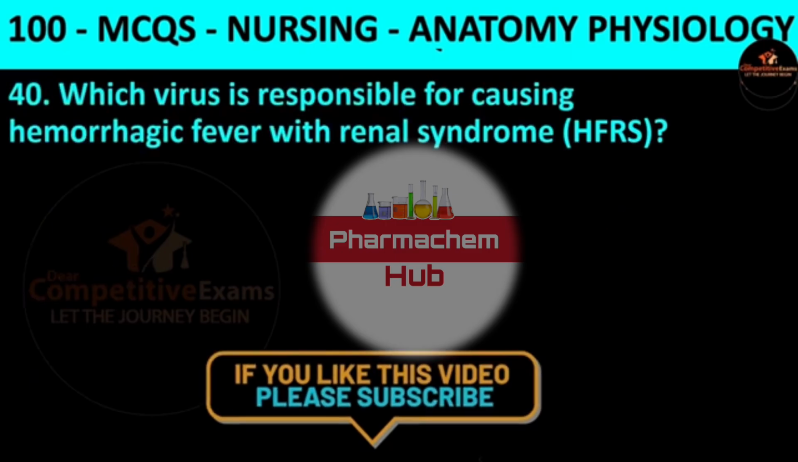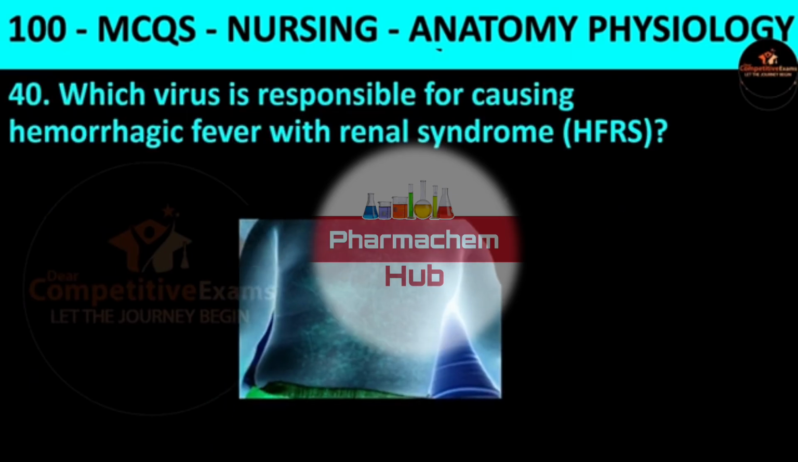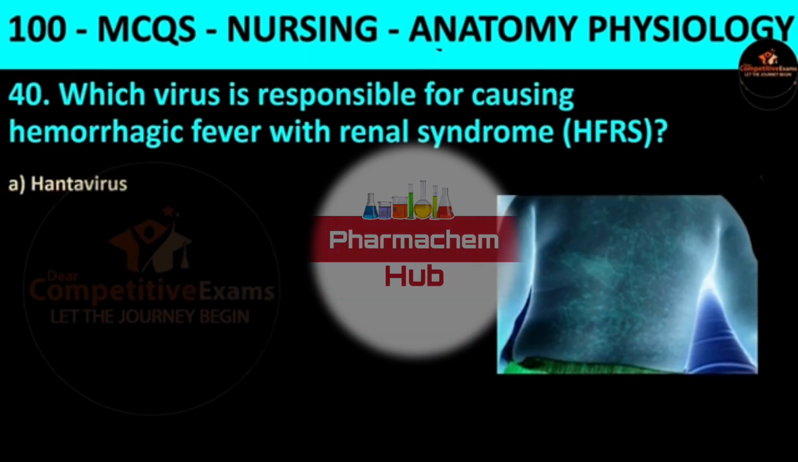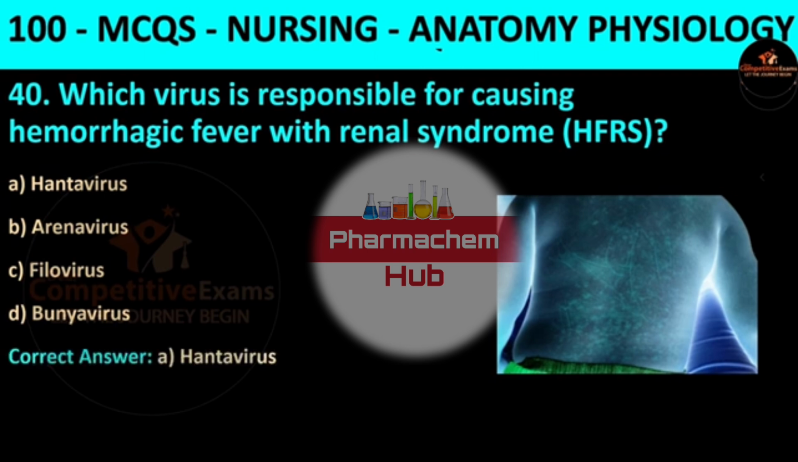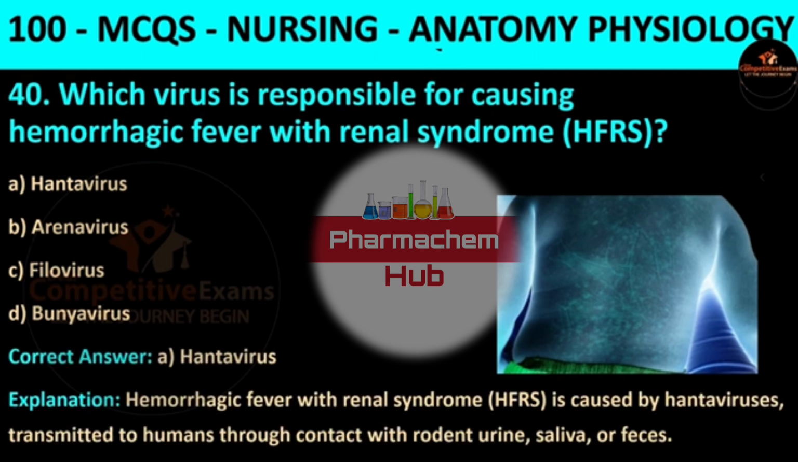Question number 40. Which virus is responsible for causing hemorrhagic fever with renal syndrome, HFRS? The options are hantavirus, arenavirus, filovirus, or another virus. The correct answer is A, that is hantavirus. Hemorrhagic fever with renal syndrome, HFRS, is caused by hantaviruses transmitted to humans through contact with rodent urine, saliva, or feces. Question number 41.